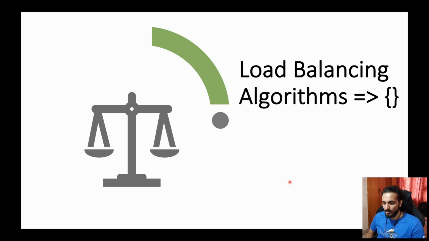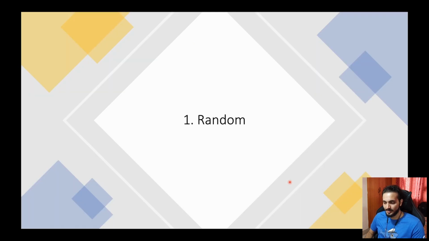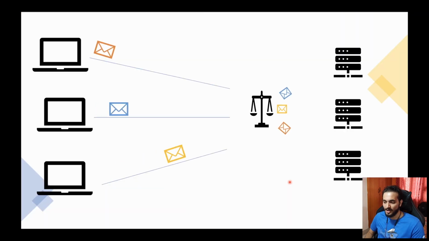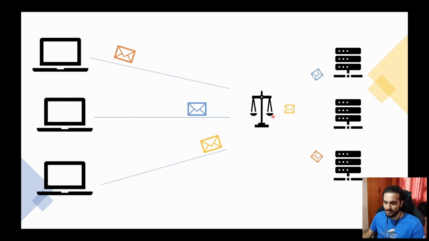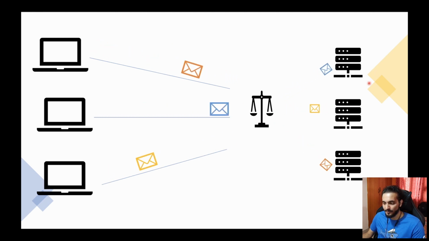Let's move on to a couple of load balancing algorithms. Let's see the merits and the demerits of each of them, and how well each scales. So the first thing which comes to your mind naturally is choosing a random server, right? You have a load balancer, you get a request from a client, and you randomly serve it to any of the web servers.